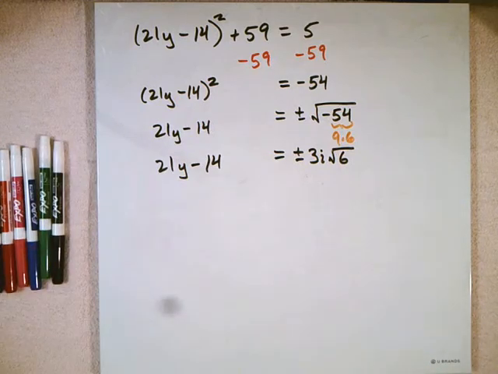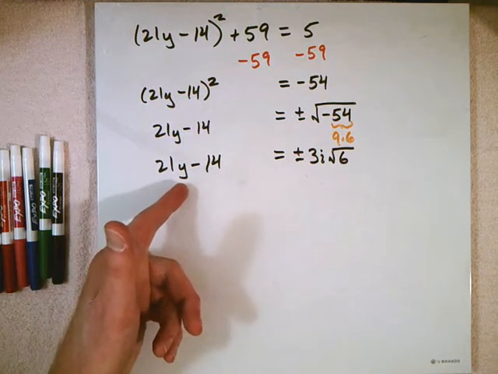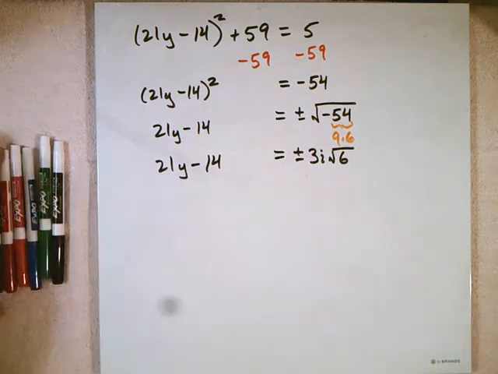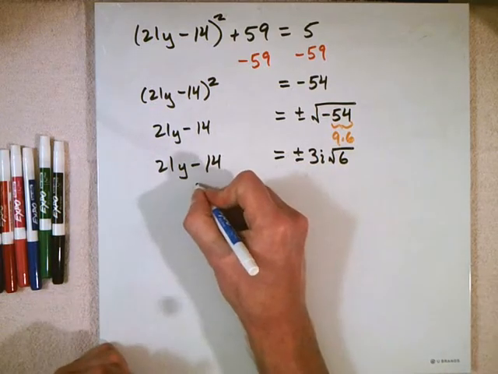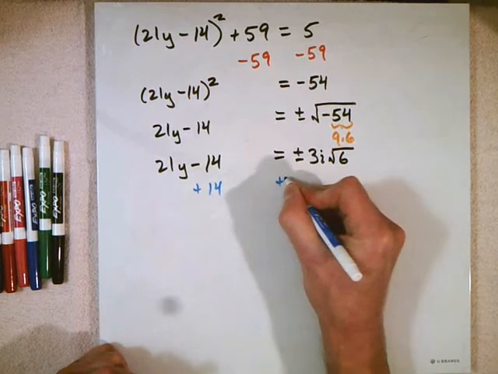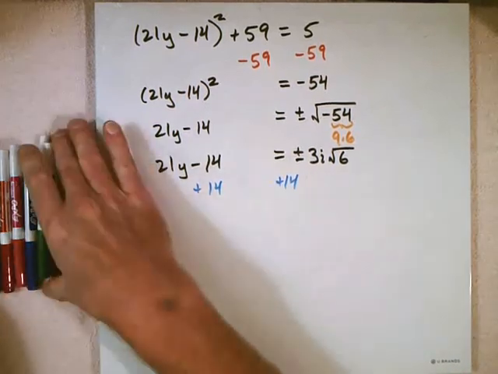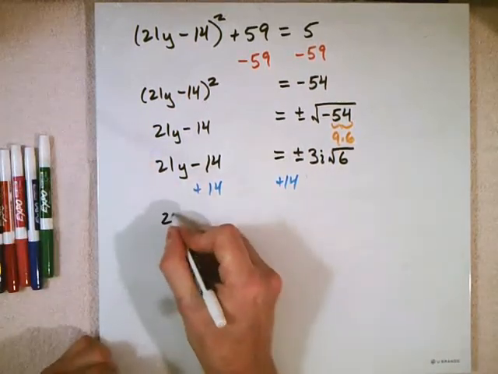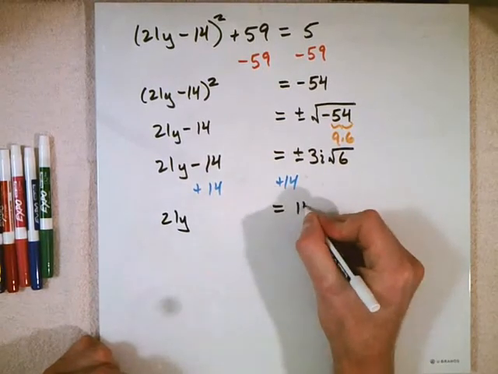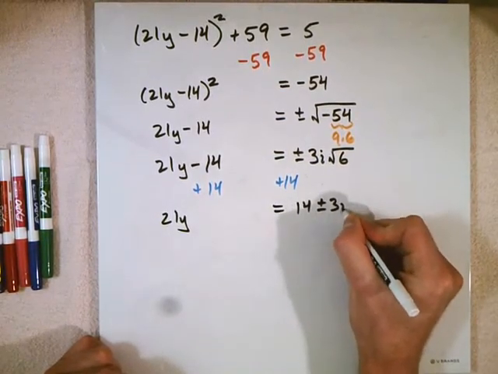Now, continue on to get the y by itself. Move the 14 over by adding it to both sides, and then divide both sides by 21. Again, not too hard to do that. Just add 14 to both sides. And then we'll divide both sides by 21.